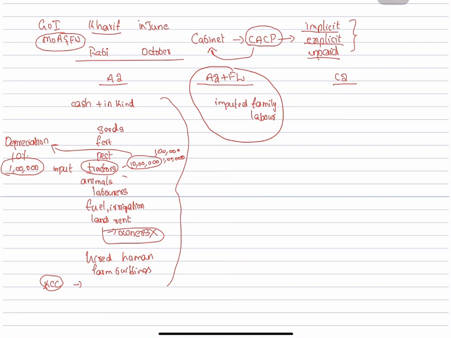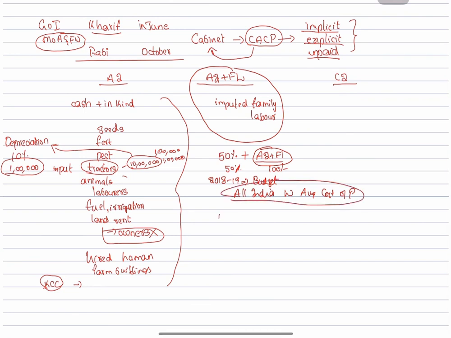And the minimum price that the government announces is 50% plus A2 plus FL. Okay. If the input price is 100 rupees, the government announces a minimum of 50% on top of this 100 rupees. That was announced by the Ministry of Finance in the 2018-19 budget speech. Okay. But what is this A2 plus FL? In another term, it is also called the All India Weighted Average Cost of Production. So what does it mean? It means the MSP is the same all over India. So the MSP for rice is the same in Punjab, in Andhra Pradesh, in Tamil Nadu, in whichever state it is.